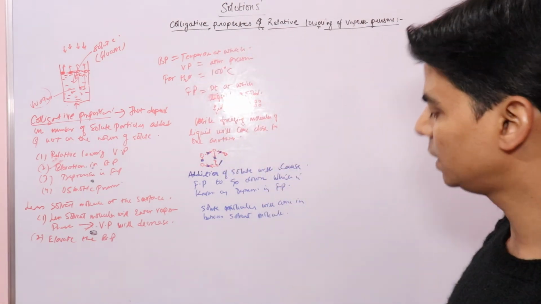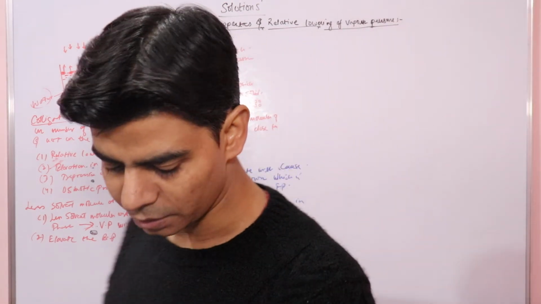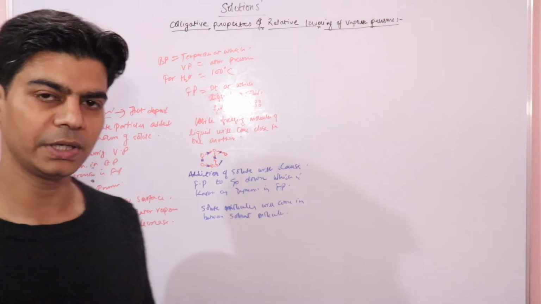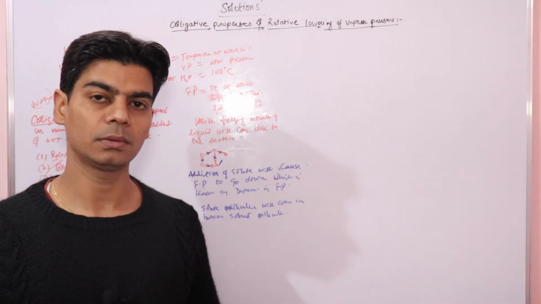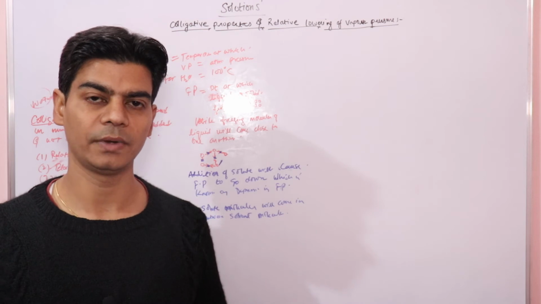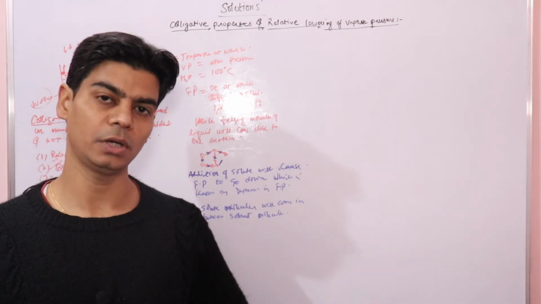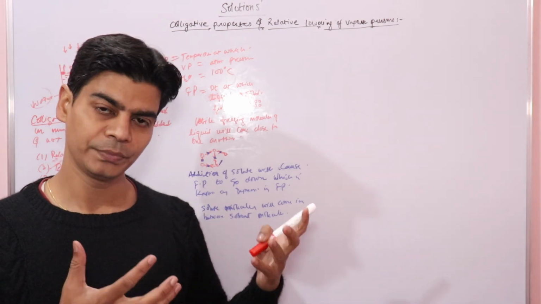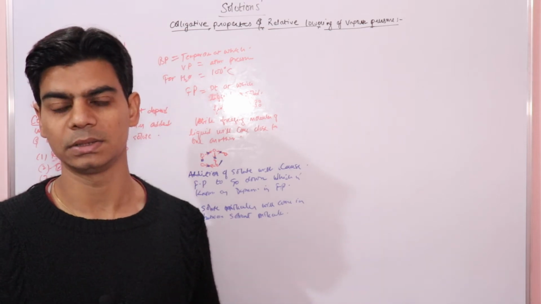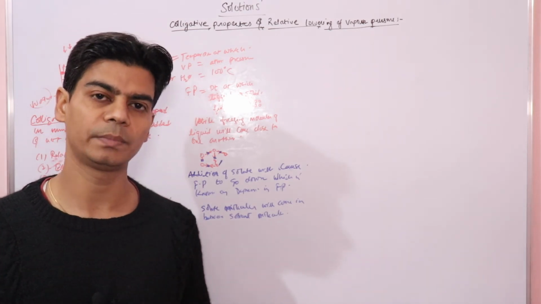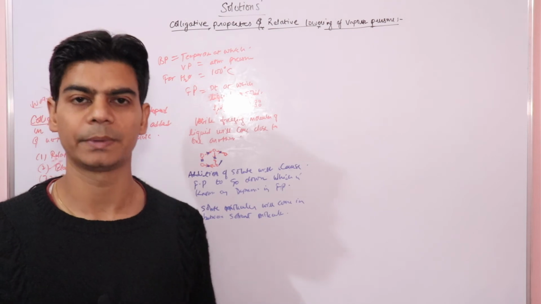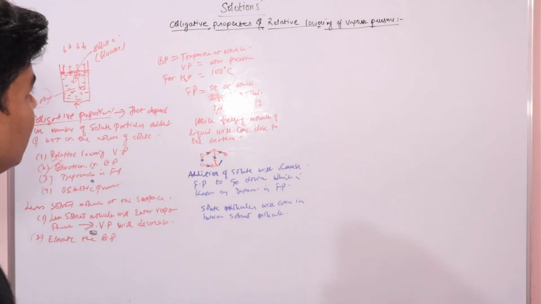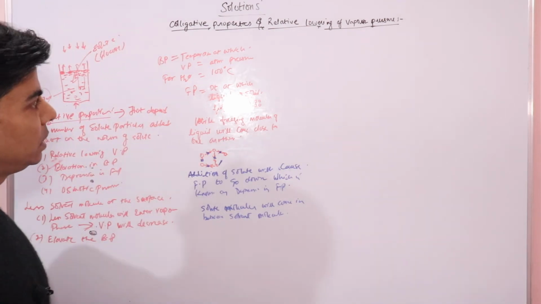So if we just quickly look at one colligative property, lowering in vapor pressure, or relative lowering in vapor pressure, that would be a colligative property. Why? Because it depends on the number of solute particles, because when you add solute particles, it will lower down the vapor pressure, right? So these are colligative properties.